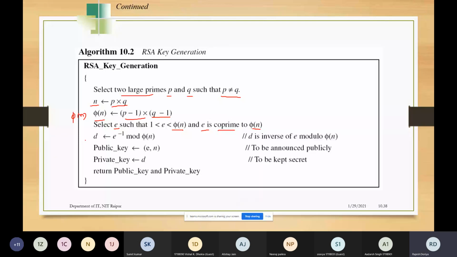Thereafter, we need to calculate one more number D, which is the inverse of E. After calculating this D, we can assign one of them as private and the other one as public.